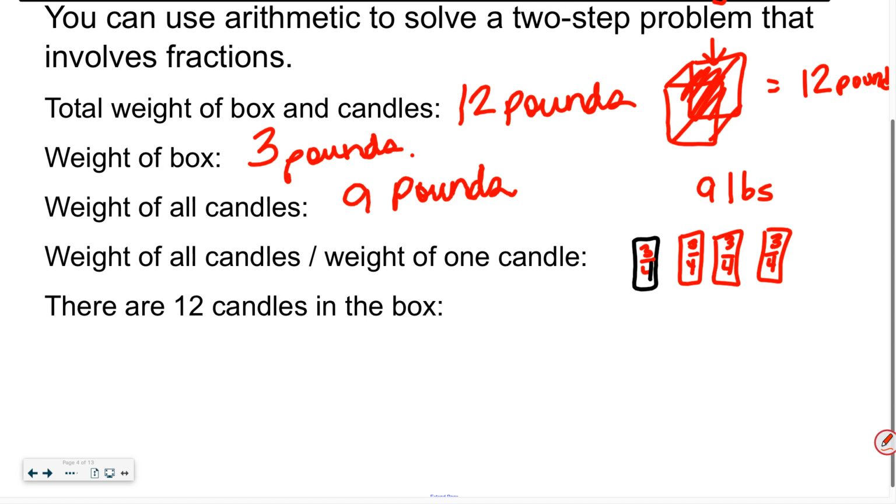Sounds like what? What are you going to multiply? 9 times the 3/4. Okay. Would anyone do it differently? So one of our suggestions is 9 times 3/4. Think about how many of these are in there.